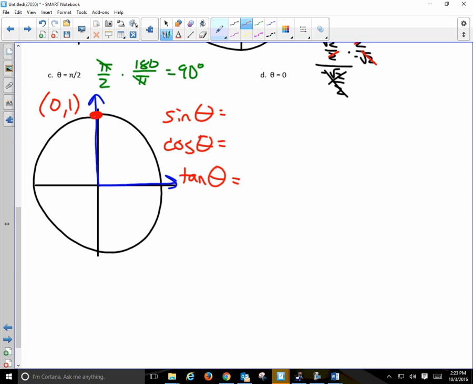So what's sine equal to? 1. What's cosine? 0. Tangent would be 1 divided by 0. Can you divide by 0? You can't divide by 0, so you write undefined.